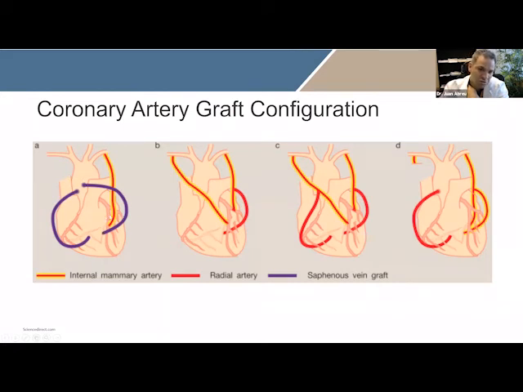So you can do one bypass, two bypass, three bypass. People call it triple bypass. We can make four bypass, 1, 2, 3, 4. We can make 5. On Monday, I did a 5 bypass. So there's many configurations, there's many ways to do it.